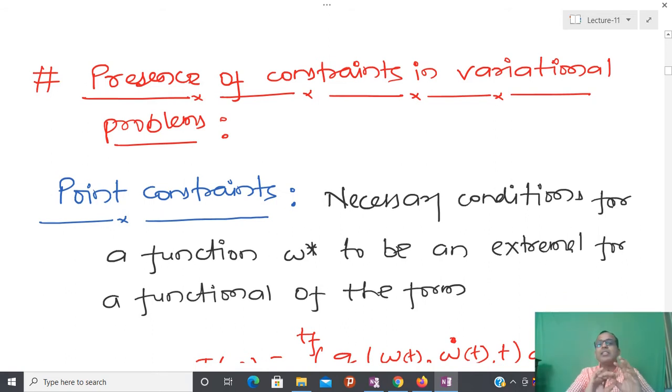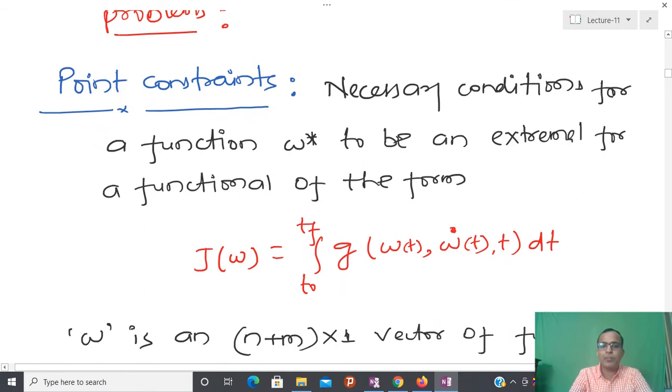If you see the constraint, one can define a constraint in different ways. In today's lecture I am just going to talk about two different representations of constraint. In the next lecture I will talk about another representation of the constraint, and this particular lecture is directly useful for solving the optimal control problem. So let us first start with the point constraint. First try to understand the meaning of a point constraint.